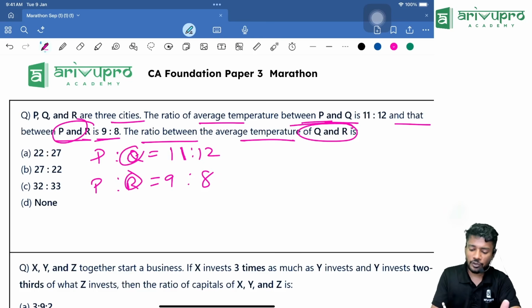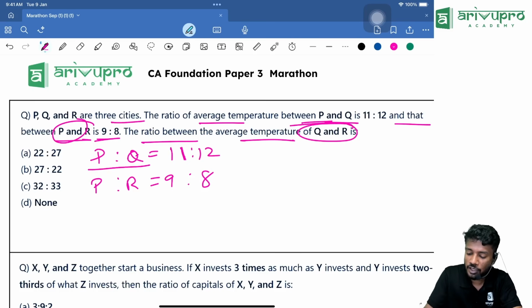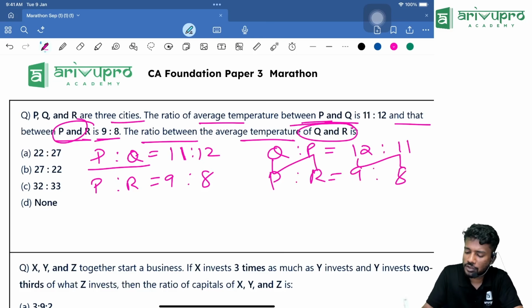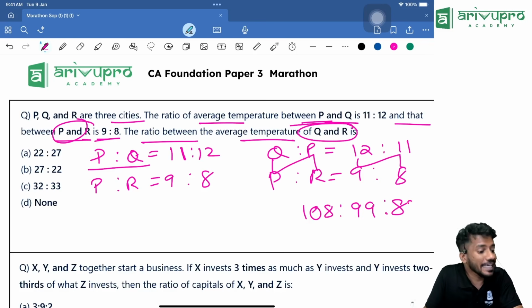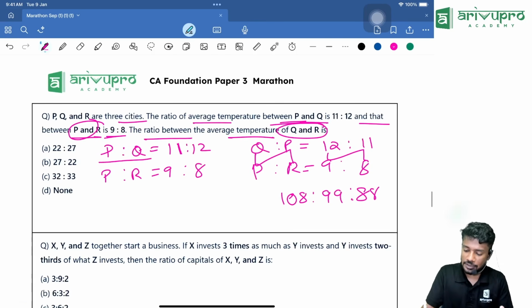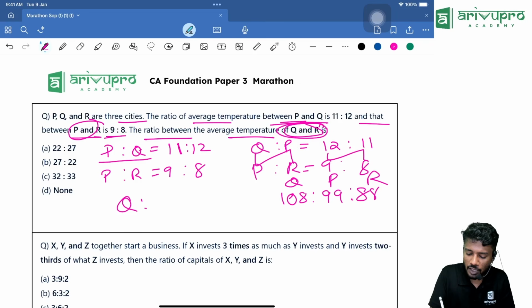Now people, can you do the trick over here? No, the diagonal is not the same. We need to make it the same. So we will take the inverse of this and write Q is to P is equal to what? 12 is to 11. Then P is to R, that way we will write 9 is to 8. Now we will do this. How much is it? 108 is to 99 is to 88. Now the next part: this is Q, P, R. Now they are asking between what and what? Q and R. So Q is to R is nothing but 108 is to 88.